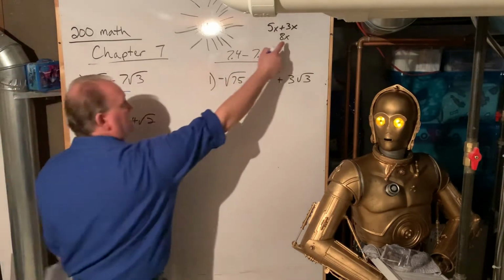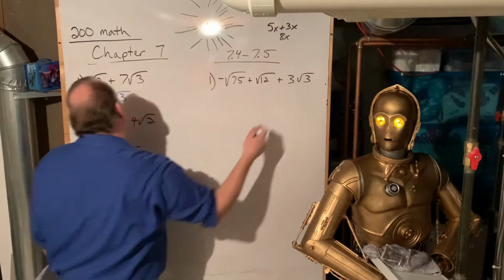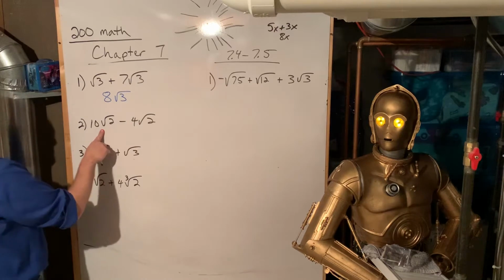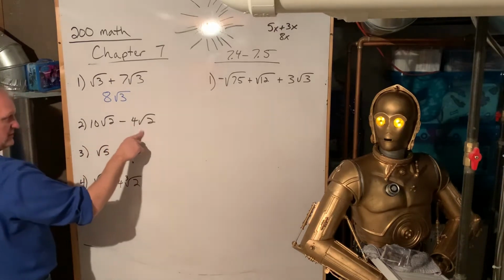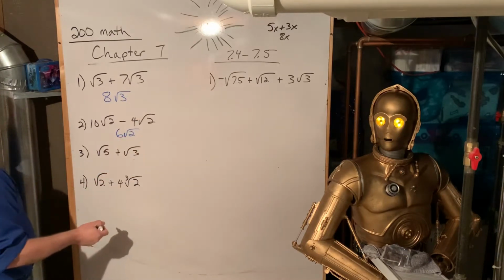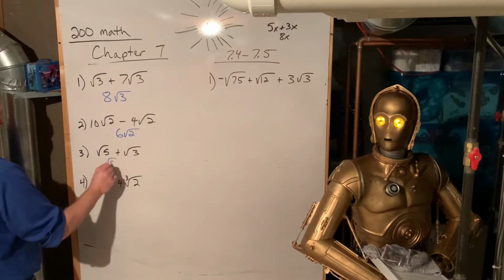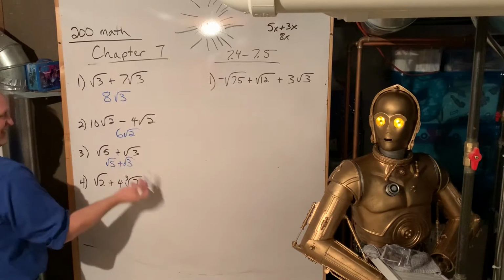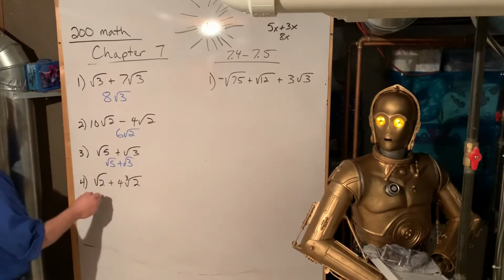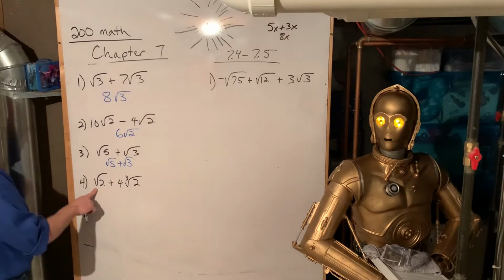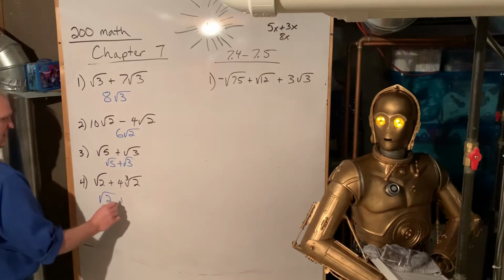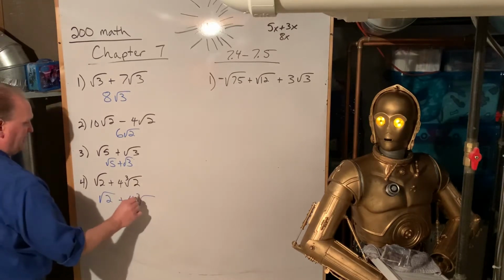So just like how you added like terms when you had variables there, we're going to add up like terms with radicals. So if I have 10 square roots of 2 minus 4 square roots of 2, that's 6 square roots of 2. This one I can't do anything with. The square root of 5 plus the square root of 3, I can't do anything. That's like saying x plus y. It's just x plus y. Same with this. If I have the square root of 2 plus 4 cube roots of 2, I can't do anything with that. Those are unlike terms.